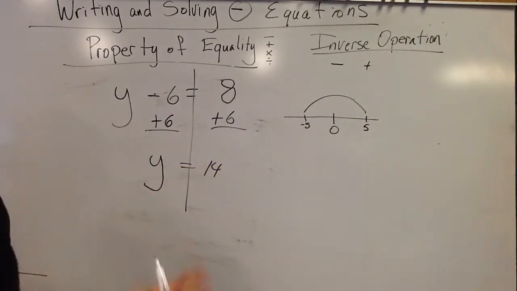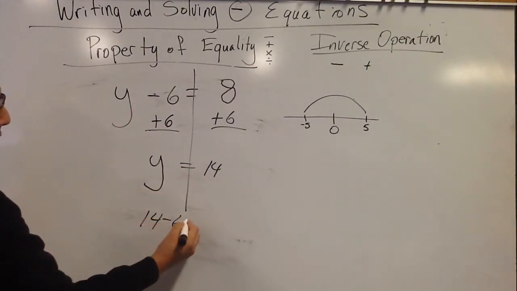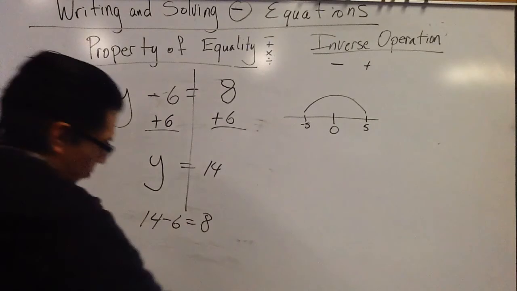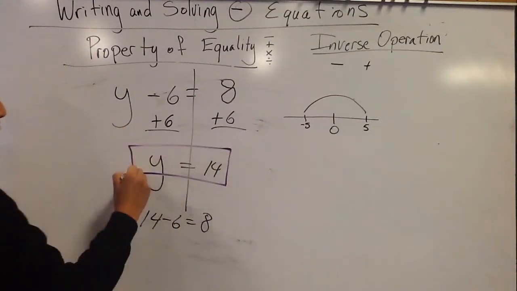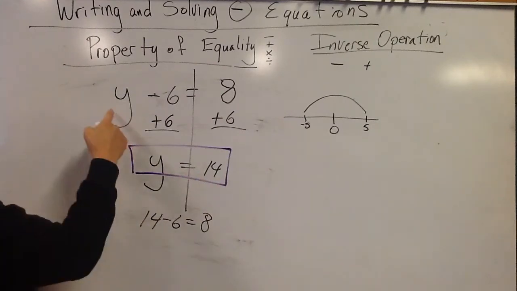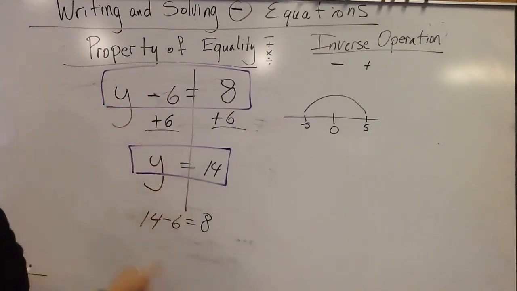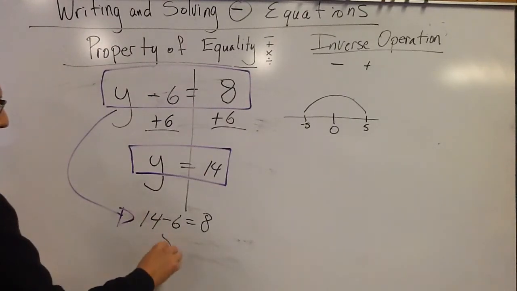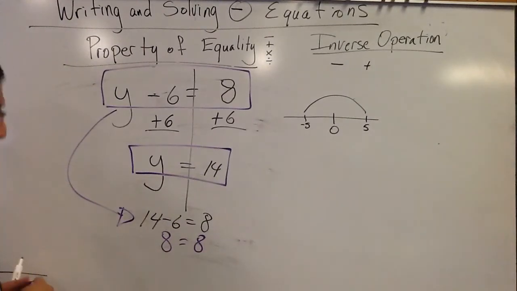All right, well, you have to check it. Put in 14 for y. 14 minus 6 equals 8. And if you're confused with what I just did, all I did was this. I'm saying y is 14. Look at your original equation. Y is 14. I can put that value there, and so all I did was rewrite it here. And this allows me to check it. What's 14 minus 6? 8. Does 8 equal 8? Yes.